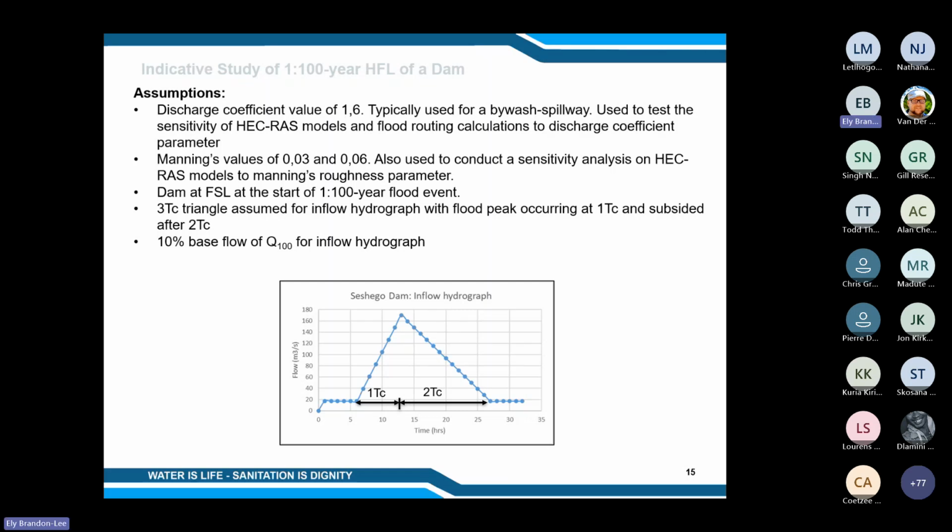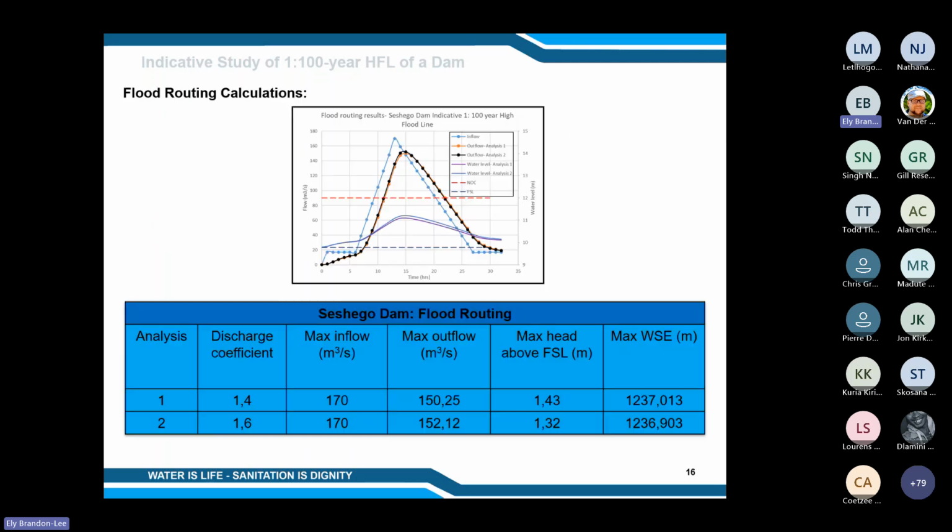I assumed that the dam was at full supply level by the time the flood wave entered the dam. For the flow hydrograph, I assumed a 3TC triangle with a base flow of 10% of the 1 in 100-year flood peak of the dam, which was reached after a time equivalent to 1 TC and subsided after a time equivalent to 2 TC.